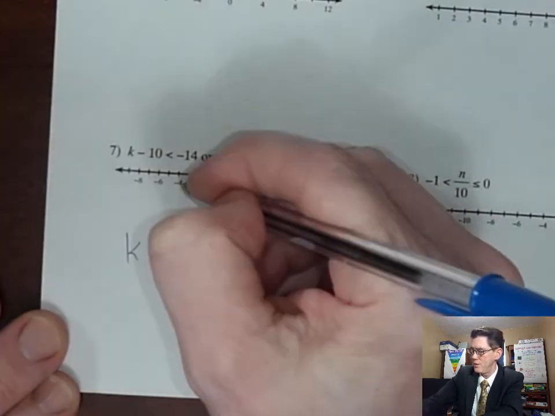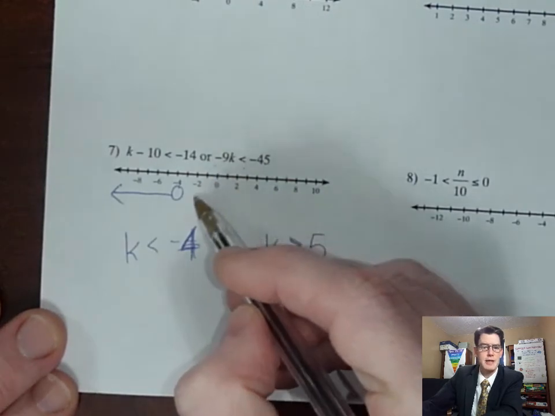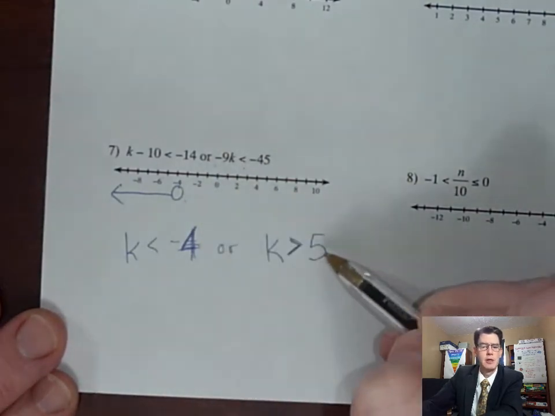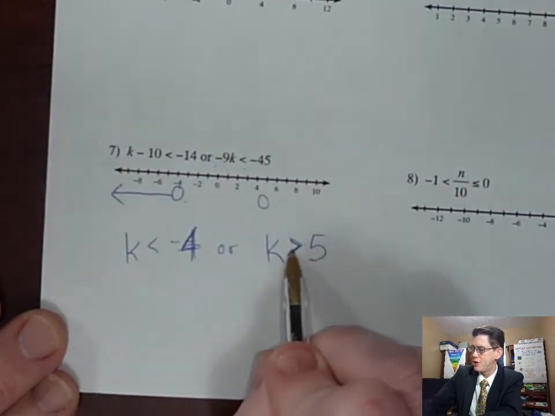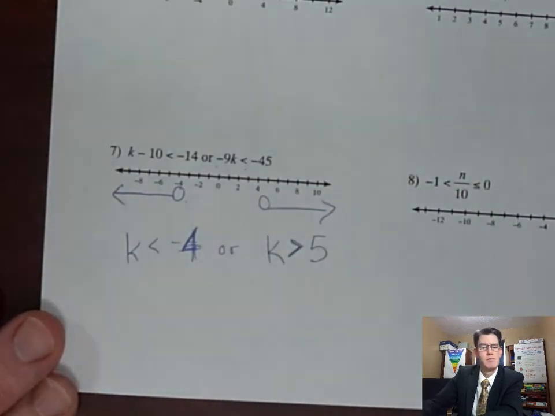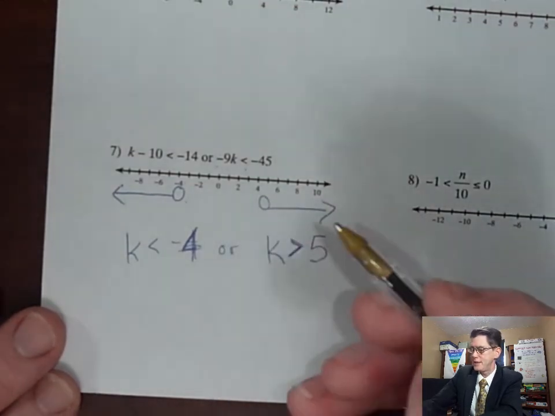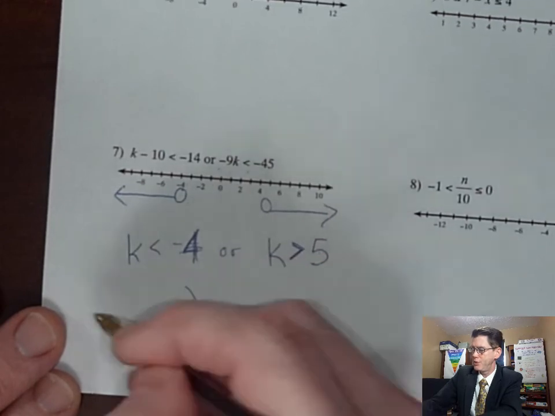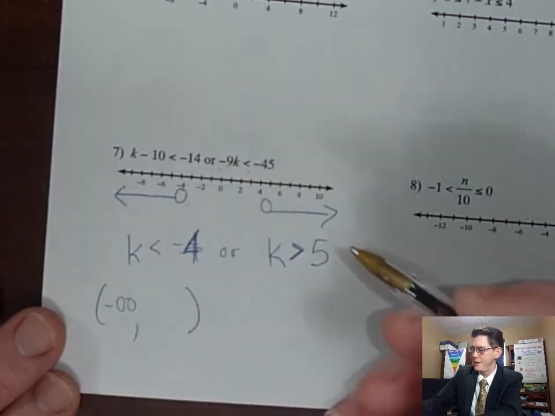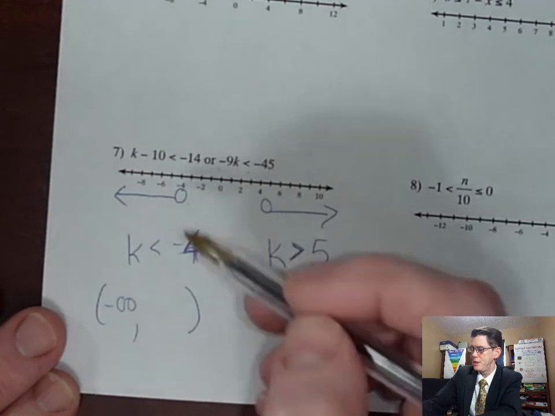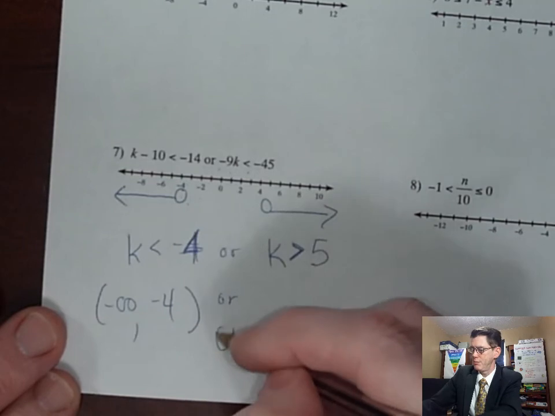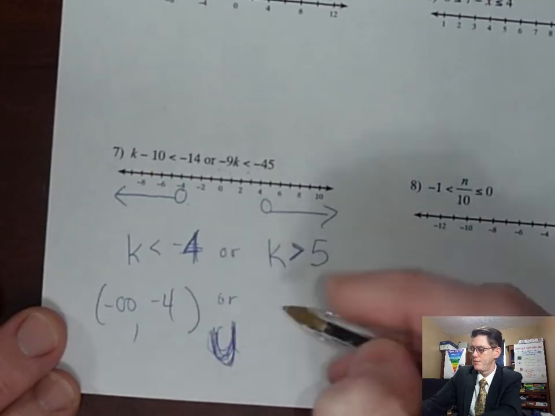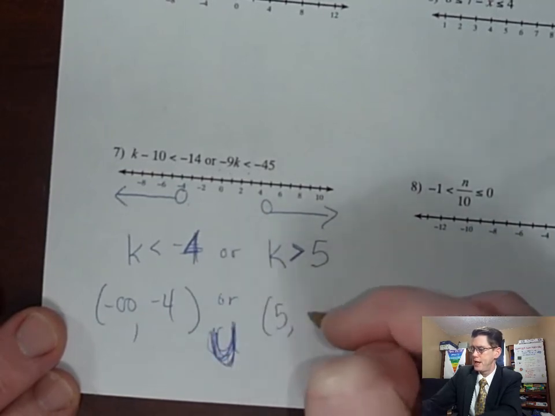So let's see, less than -4. Less than -4 looks like that. Open circle at the -4. Right here, another open circle at 5. And everything greater than 5. There it is. And then to write that in interval notation, it's parentheses on both of them, -infinity and then up here is -4. And then or, you use the union symbol, the U symbol, or everything from 5 to infinity.